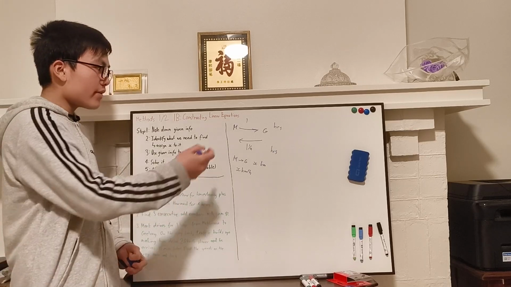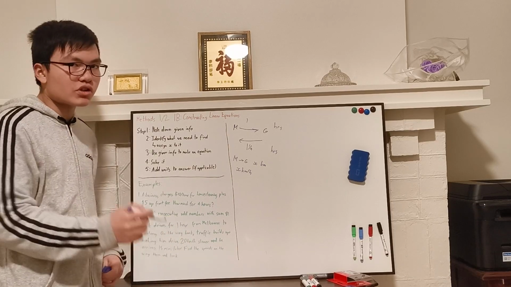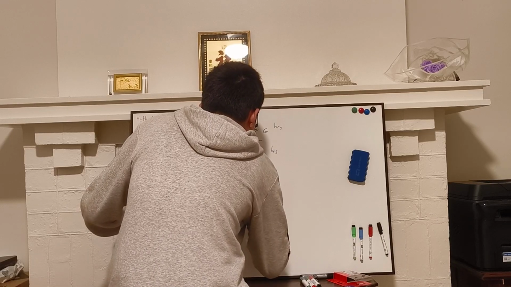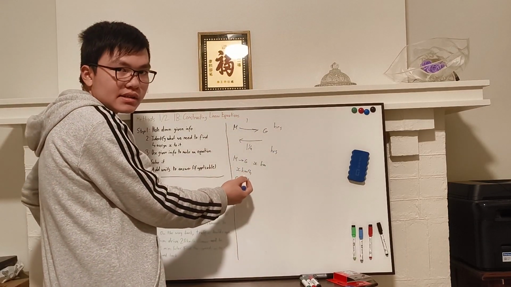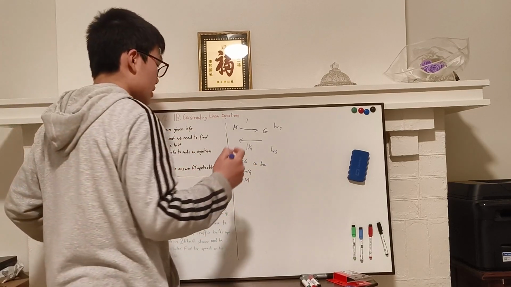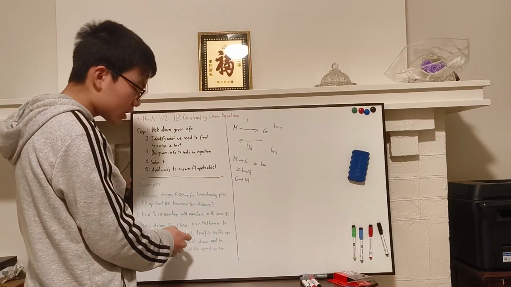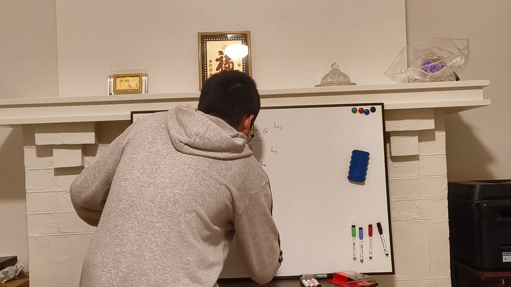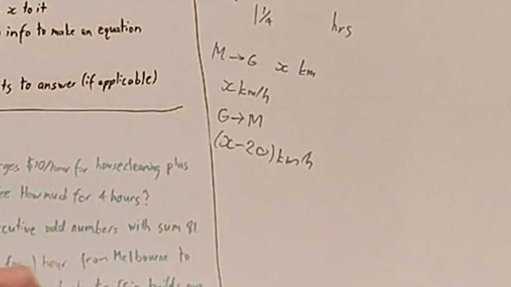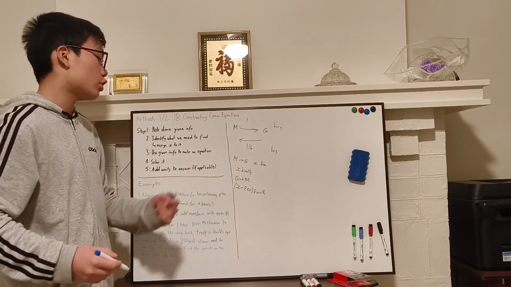Okay. On the way from Geelong to Melbourne, the distance stays the same. So x kilometers, it's staying the same. What is changing is the speed and the time it took for the journey. The speed is 20 kilometers per hour slower, which means it's going to be x minus 20 kilometers per hour, because we've just taken 20 kilometers per hour off the speed as opposed to Melbourne to Geelong.